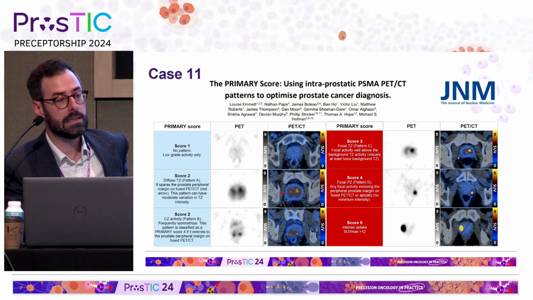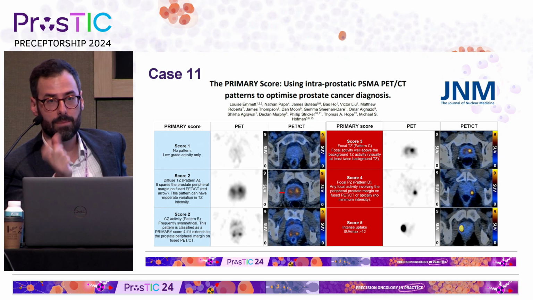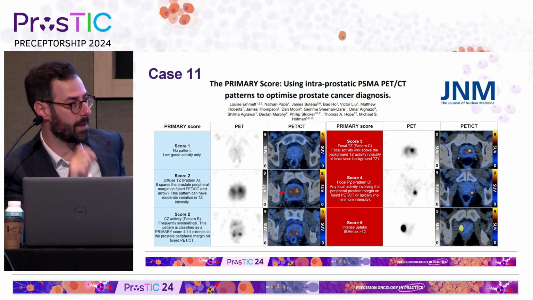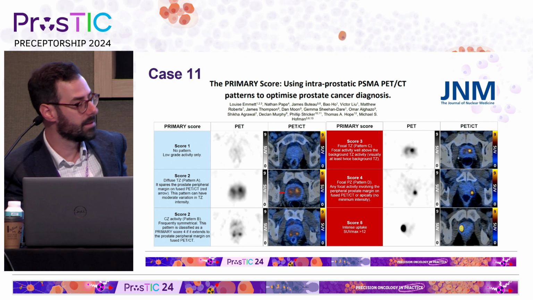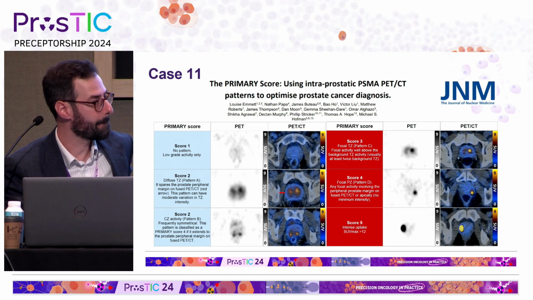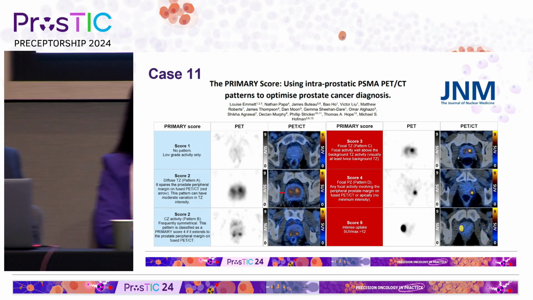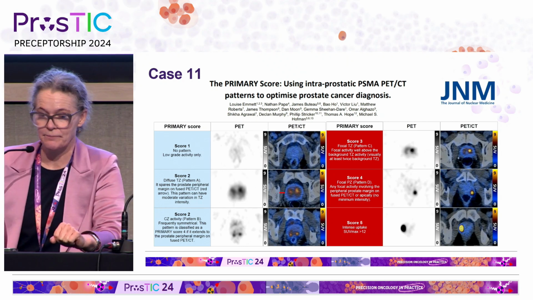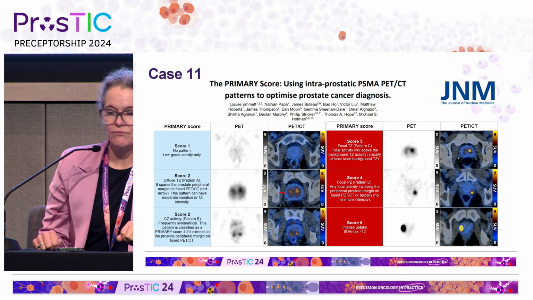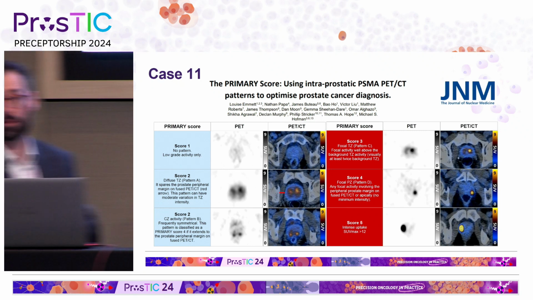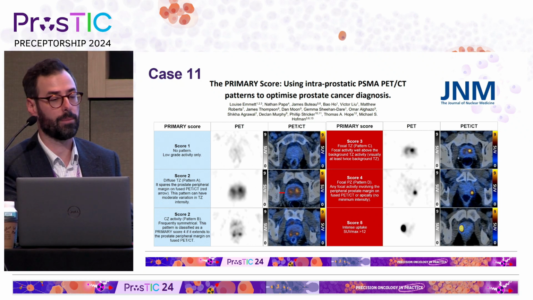Score 2B, you have a central zone, so base of the prostate, posterior, very symmetrical uptake, and you can have SUV maxes of 6 and 8. Where the ejaculatory ducts come out is often PSMA avid, and it's symmetrical. It doesn't usually involve the posterior margin of the prostate. And to the right, you have those abnormal patterns. These are the ones going on for biopsy in the PRIMARY 2 trial.